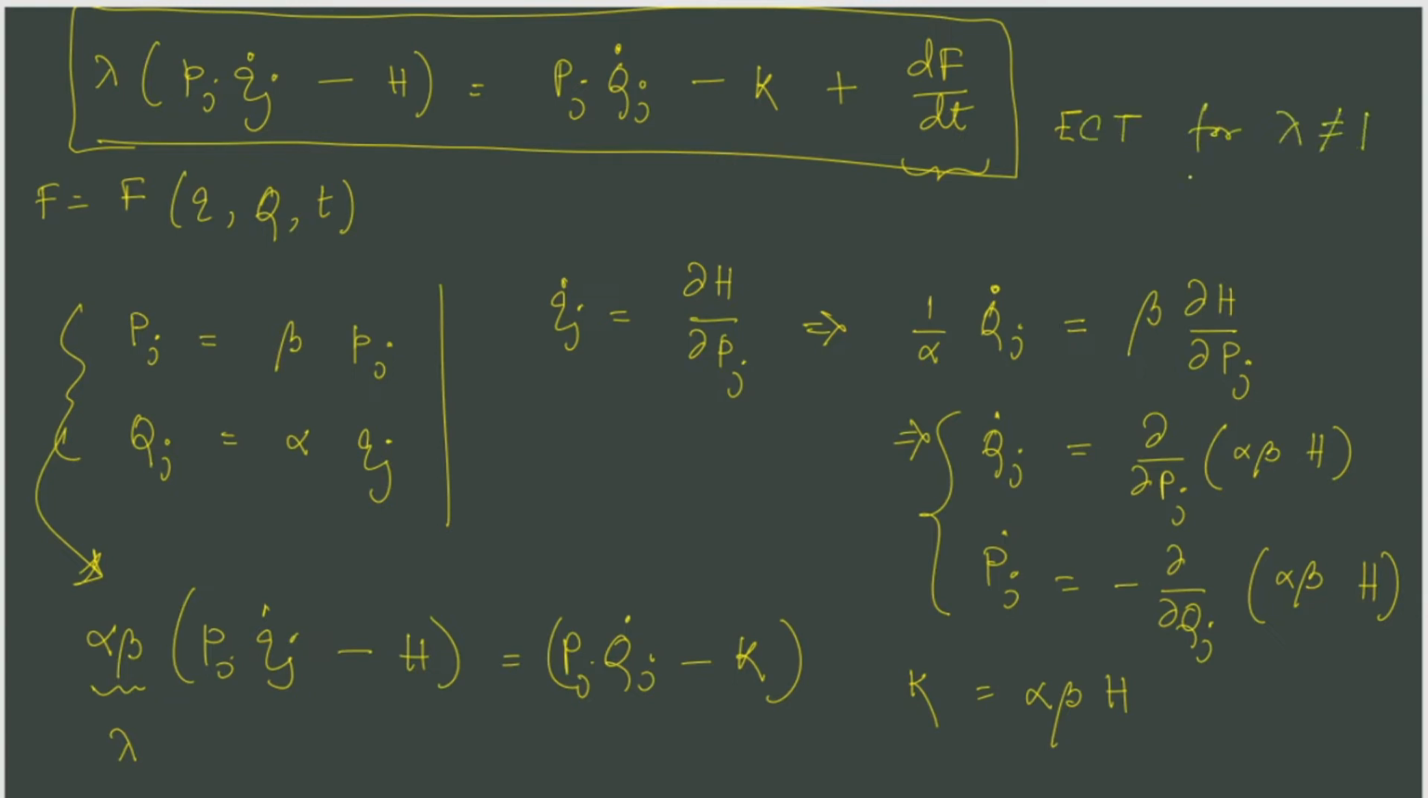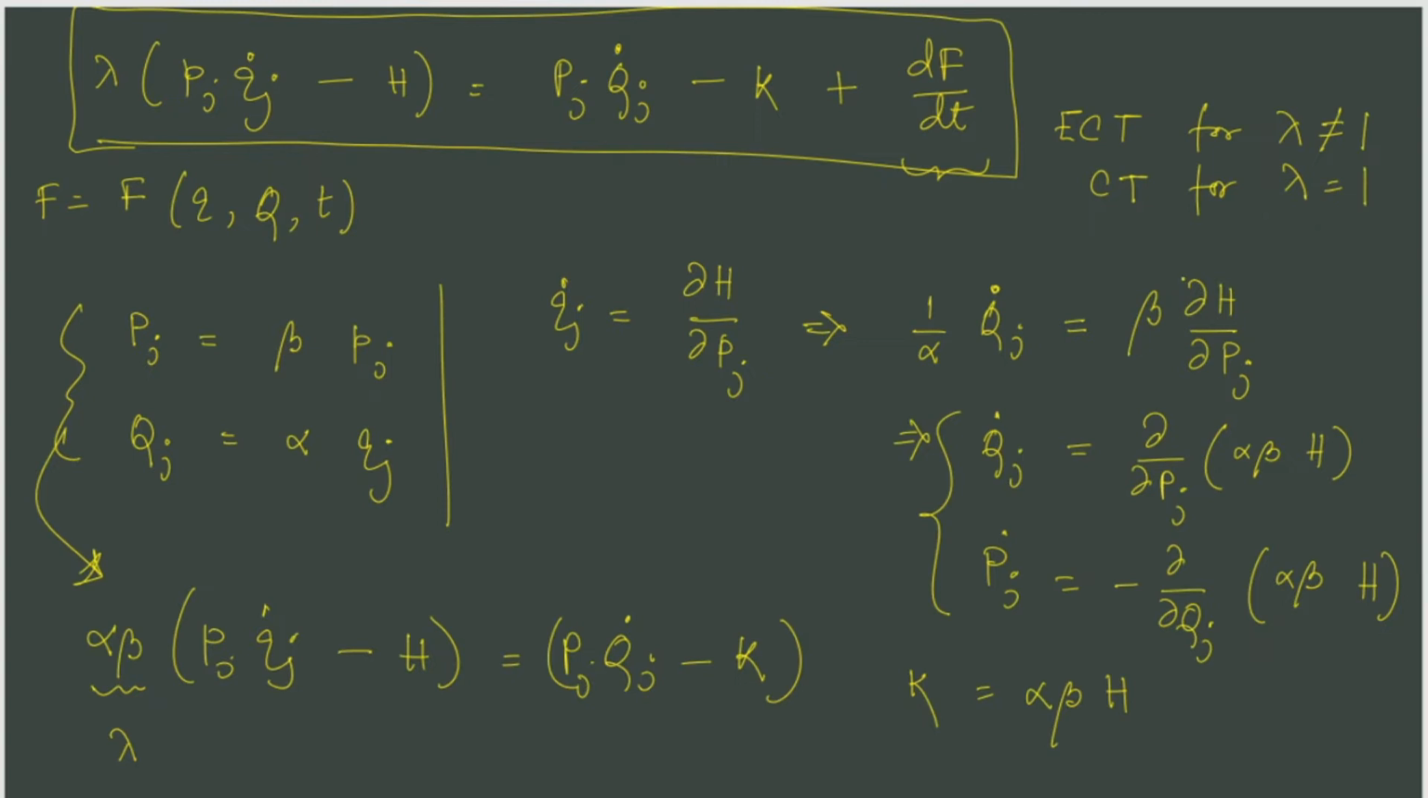And if lambda equals 1, then we just call it a simply canonical transformation. Okay. Now, for the remaining part, we will focus on canonical transformation, which means we shall assume lambda is 1. For the other cases, extended canonical transformation, it's extremely simple.